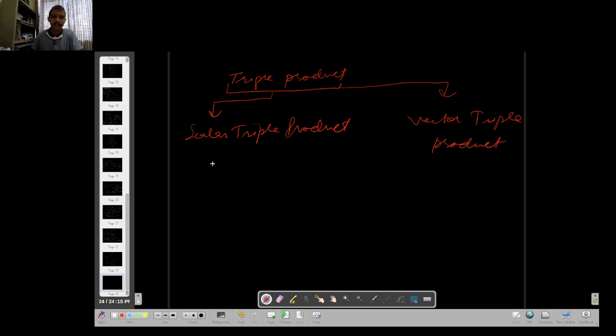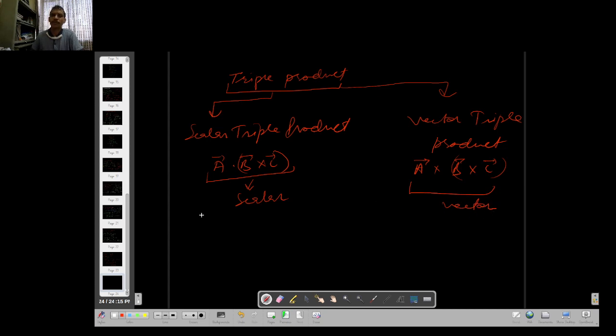So it's like A dot B cross C, and it's like A cross B cross C. So it's basically a scalar quantity and it's a vector quantity. So here in this lecture I will talk about the scalar triple product.